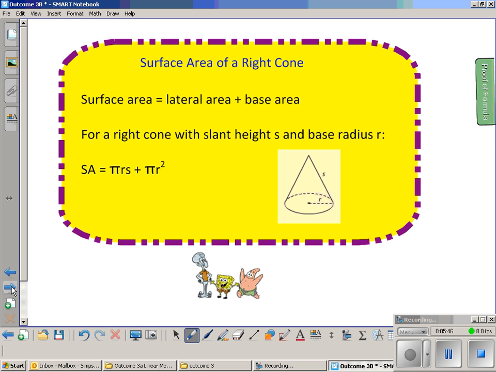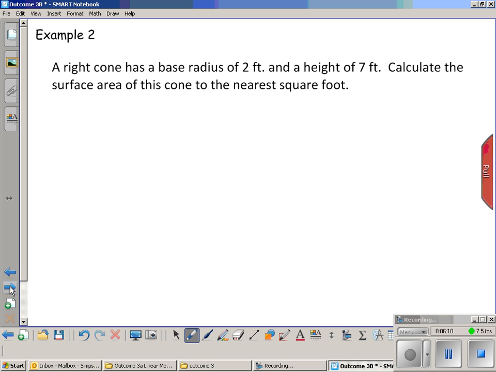The surface area of a right cone is the lateral area plus the base area. So the base area is just this circle, and this circle has an area of pi r squared. The area of the outside of the cone we can find by multiplying pi times the radius times the slant height. So a right cone, so here's my picture, has a radius of 2 feet and a height, so the height goes right down the middle, of 7 feet.